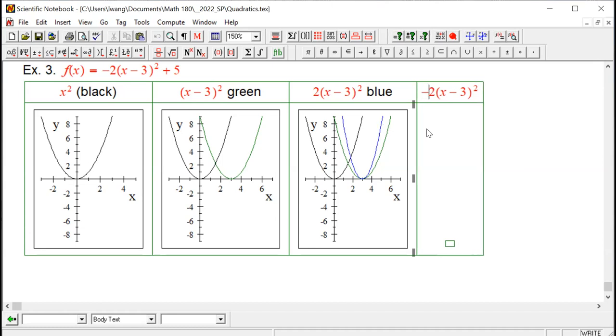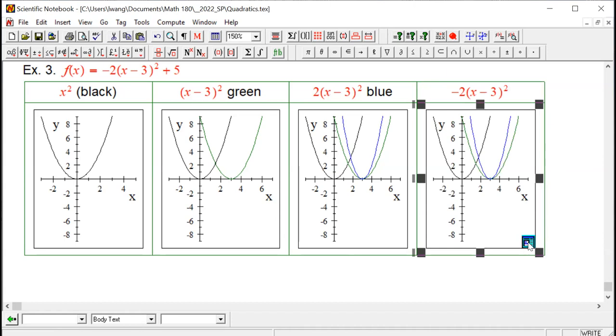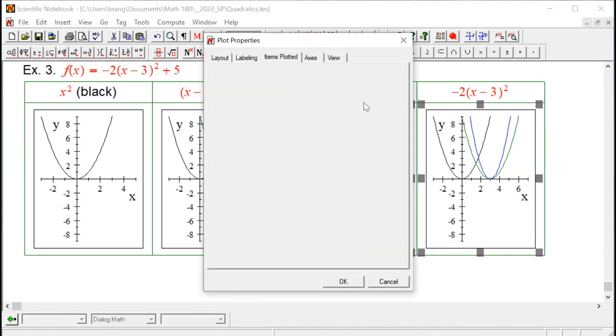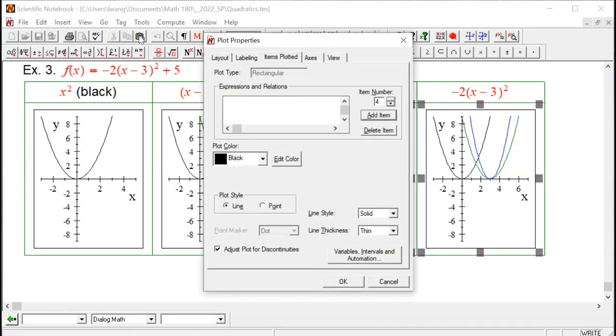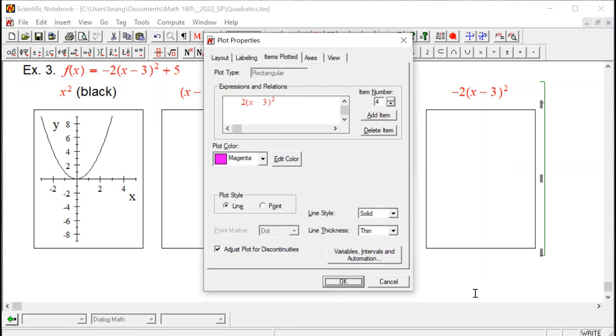So the blue is going to flip over. Okay, so we'll put a negative sign in front of it. It's going to flip right over. Okay, now we're going to use purple. Flip over.